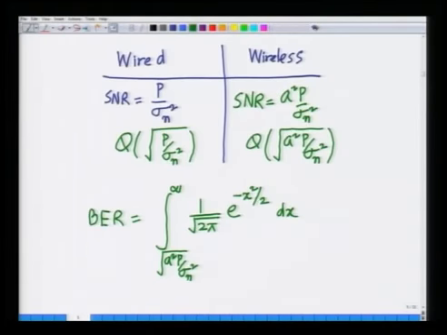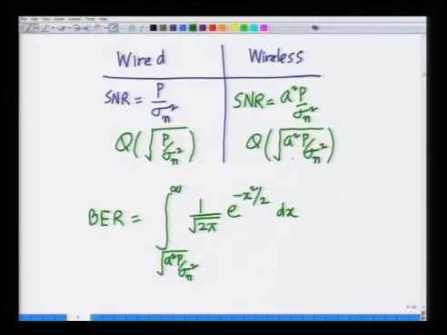All right. So, we derived an expression for the bit error rate of a wireless communication system as a function of a, which is Q of square root of a squared P over sigma n squared. Now, the Q function is the cumulative distribution function of the standard Gaussian random variable. So, the bit error rate is simply the integral from square root of a squared P over sigma n squared to infinity of 1 over square root of 2 pi e power minus x squared over 2 dx.